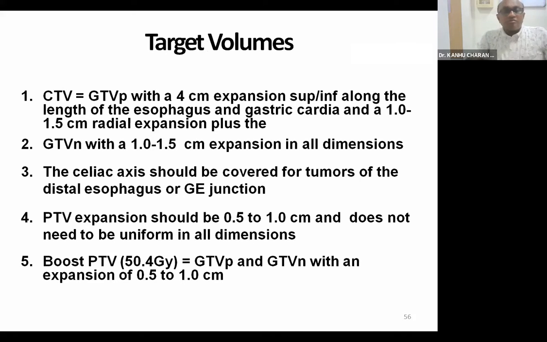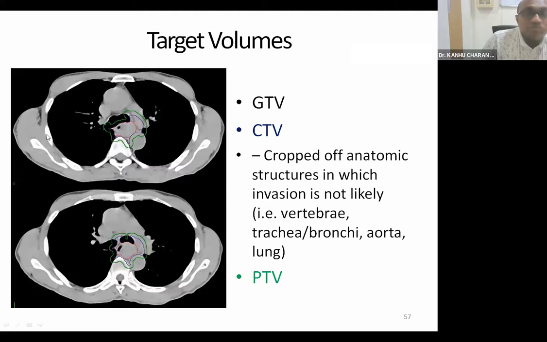According to the target volume, CTV is again 4 centimeter expansion above and below, 1 to 1.5 centimeter radially. For GTV node, they have taken 1 to 1.5 centimeter in all directions. Celiac node should be covered in GE junction tumors. PTV expansion should be 0.5 to 1 centimeter. And you can go for a boost around 50.4 gray if GTV primary and GTV node with an expansion of 0.5 to 1 centimeter. So this is the GTV, this is the CTV, cropped from the anatomic structures.